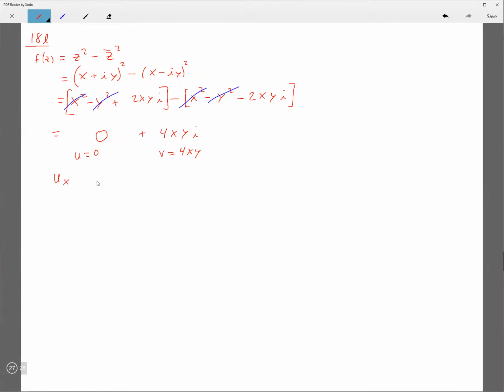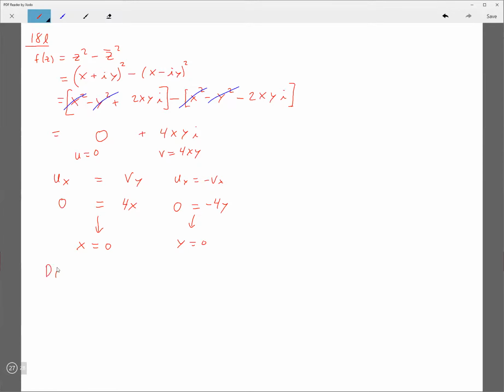So we take a look at the first Cauchy-Riemann equation, ux equals vy. Of course, this is going to be 0, and this is going to be 4x. Excellent. And then the next one, uy equals negative vx. This is going to be 0, and this is going to be negative 4y. If you solve this for x, the only way this can happen is if x is 0. And the only way this can happen is if y is 0.